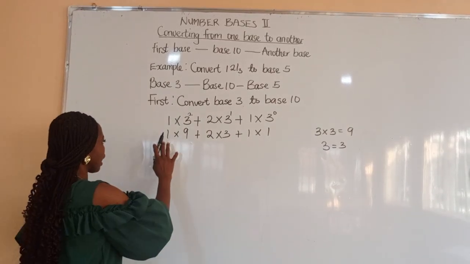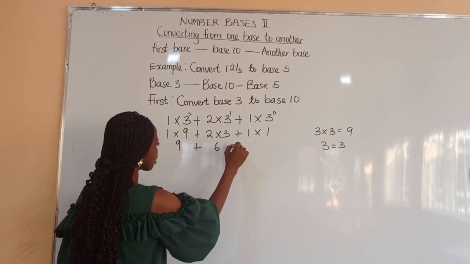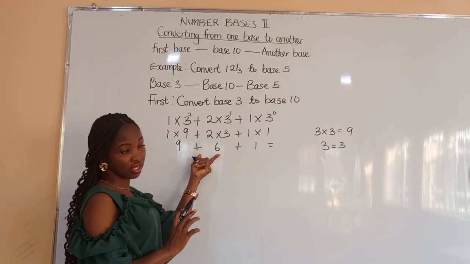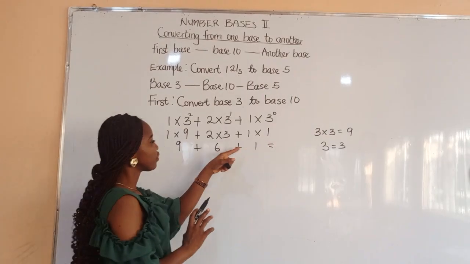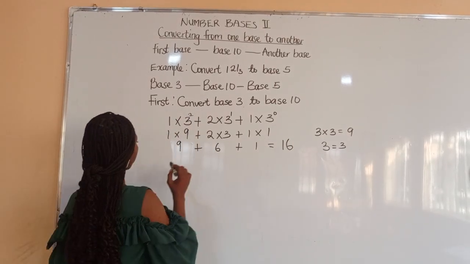Now it's time to multiply. 1 times 9 is 9. 2 times 3 is 6. 1 times 1 is 1. So let's add: 9 plus 6 is going to give me 15. 15 plus 1 is going to give me 16. So we have done the first step.